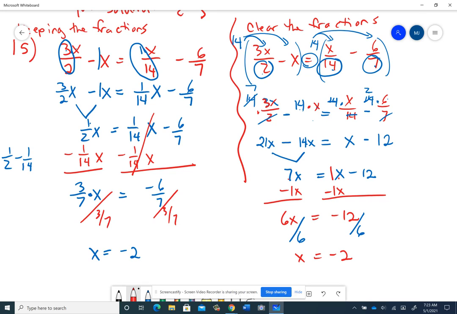All right, and then number 16 has decimals. I'll let you do that. Decimals aren't that hard to deal with because you just have a calculator. You do it using your calculator.